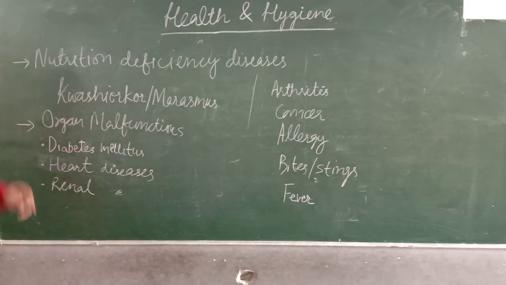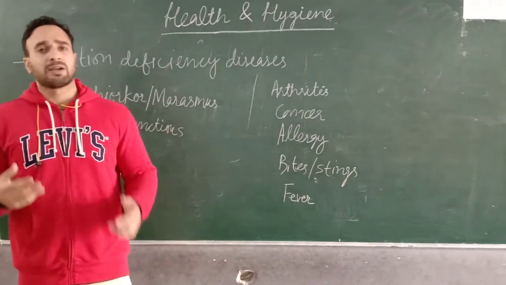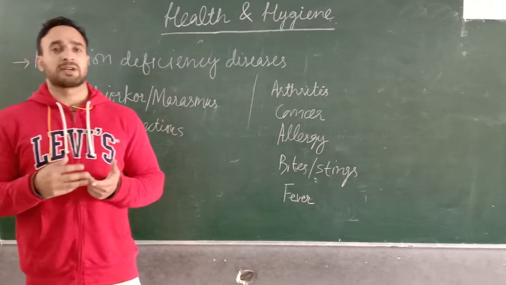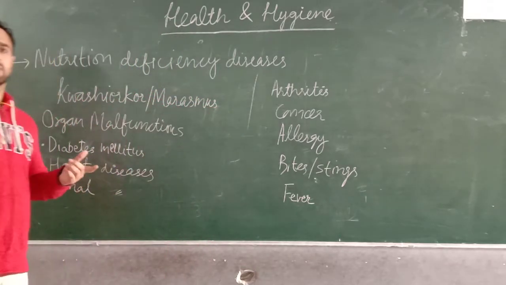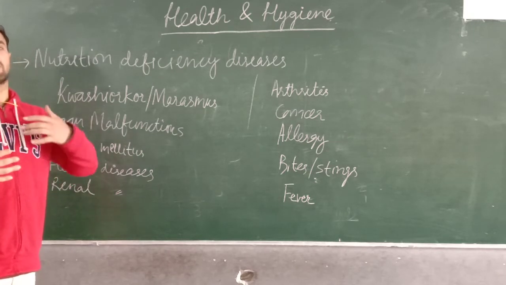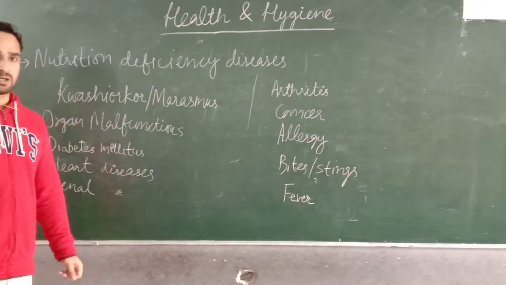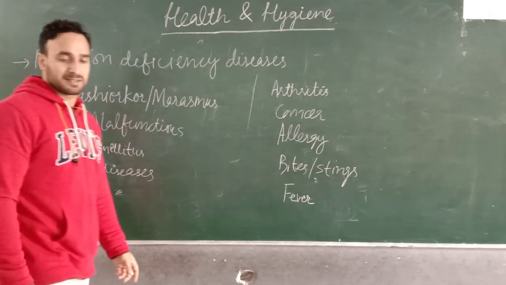Okay, and this diabetes mellitus can be prevented by maintaining a healthy lifestyle, like at least 30 minutes of physical work every day, a good diet, a good sleep. These are some of the steps that one can take to prevent oneself from diabetes mellitus. Okay. And number second organ malfunction are the heart diseases.